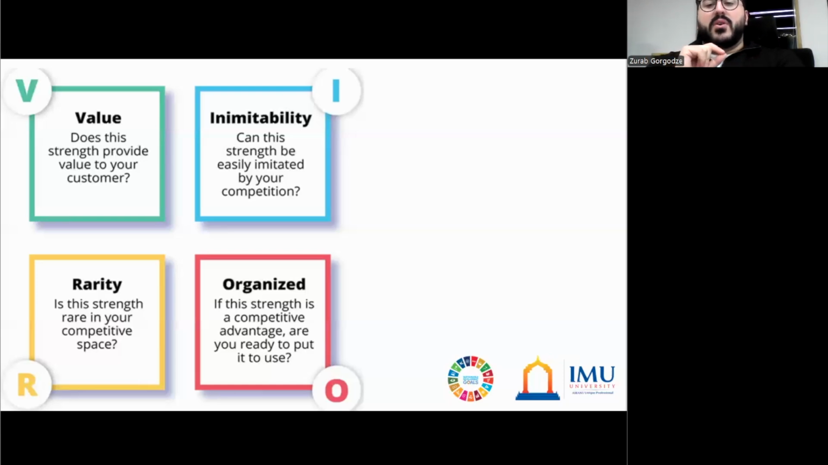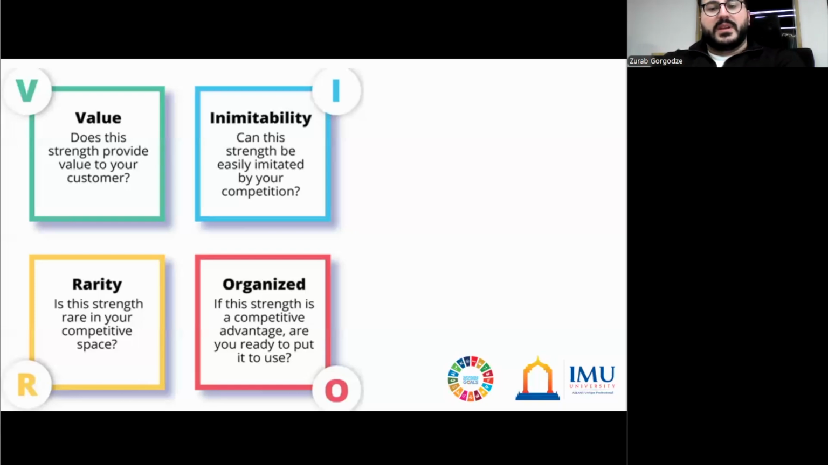Question 3. How often should I revisit my VRIO analysis? It's advisable to revisit your VRIO analysis regularly, at least annually, or whenever significant changes occur in your market or competitive landscape, to ensure alignment with evolving conditions. And question 4, what if my organization lacks certain valuable resources? If you identify gaps in valuable resources, consider investing in developing those capabilities or forming strategic partnerships that can help fill those gaps.